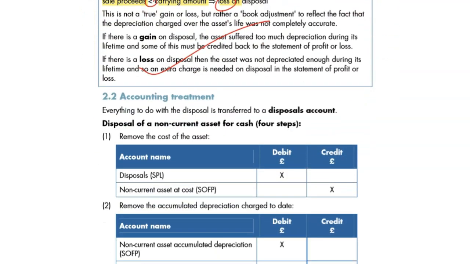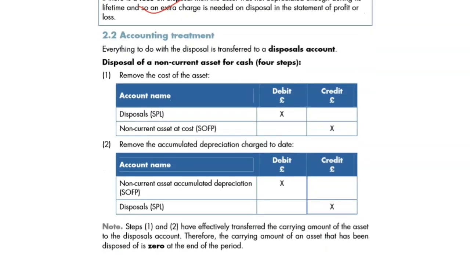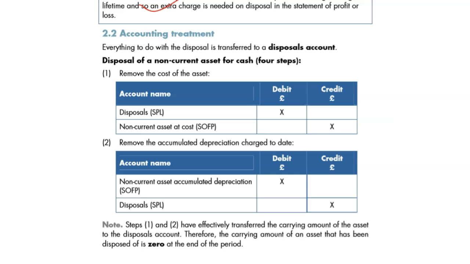This being said in these boxes, let's check out the accounting treatment. How do you do the double entry? We've got to do 4 steps, people. Disposal of non-current assets for cash. 4 steps. Number 1, remove the cost from the asset. I showed you a little earlier with the T account. Asset is a debit account. When you bought the asset, you wrote asset debit and bank credit. But now we are disposing it.